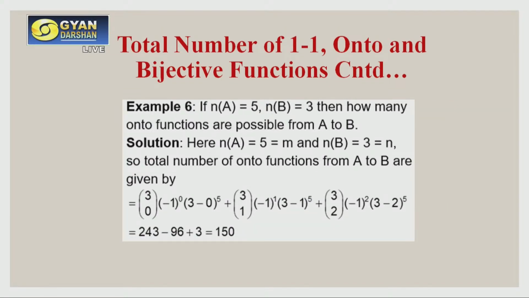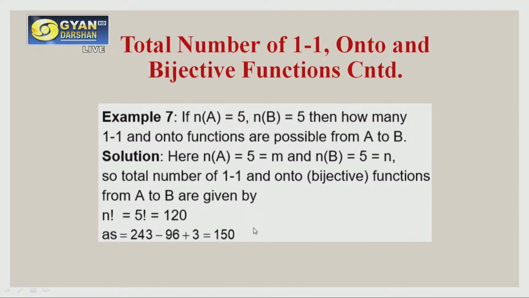Then this is the formula for the total number of onto functions. Just replace that in the formula, and after simplification you get 16800 functions. And the total number of functions which are both 1-1 and onto: if both sets A and B have 5 elements, then the total number of 1-1 and onto functions will be factorial 5, which means 120.